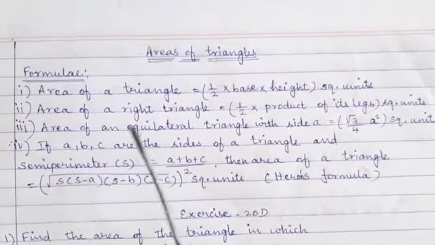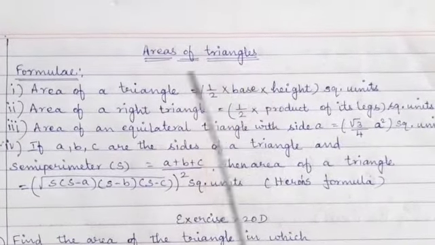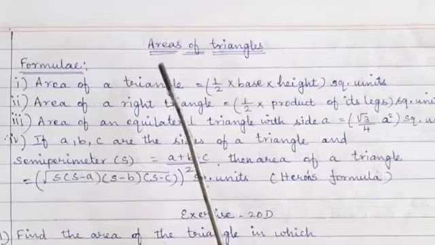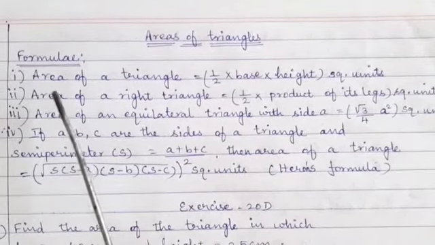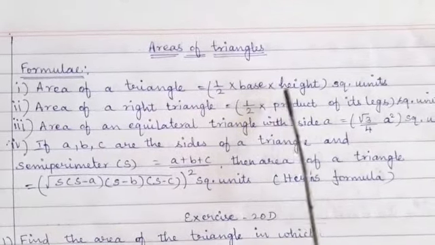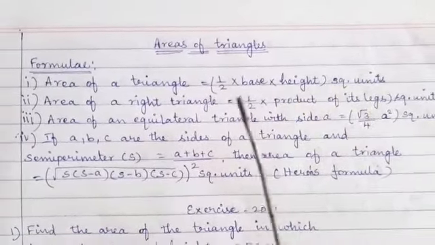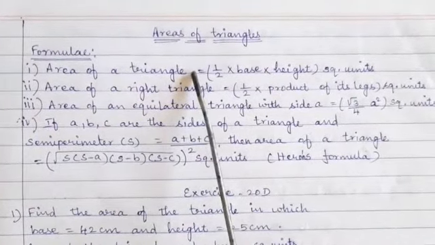Next topic in mensuration is areas of triangles. Now we will see how to find the areas of a triangle related to formula. Number 1. Area of a triangle is equal to half into base into height square units. If the triangle is a general triangle, you can use this formula for finding the area.